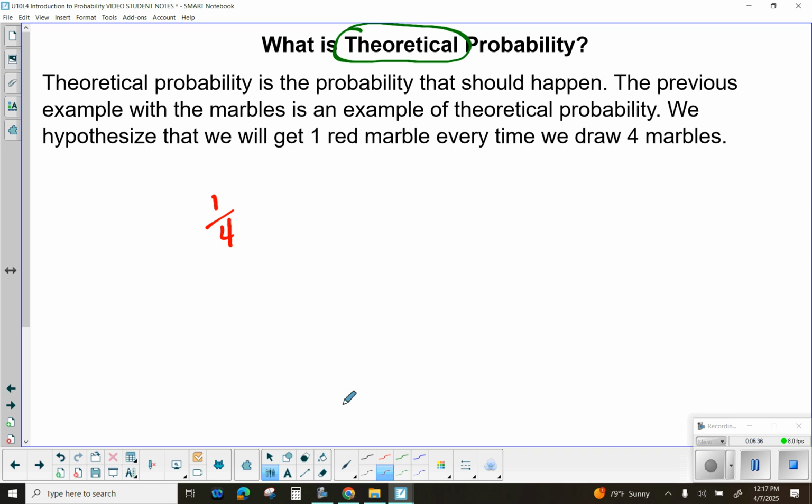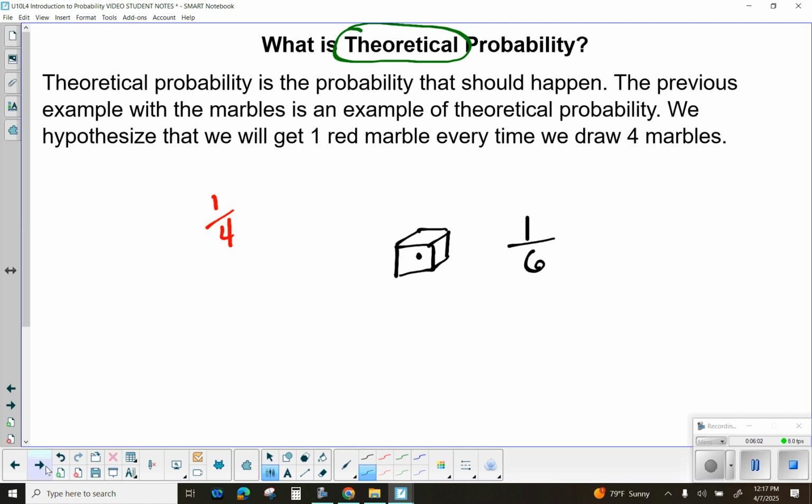So that's called theoretical. Or again, if you know what a dice looks like, a dice has 6 sides on it. What's the probability that I get a 1? Well, a dice has 6 sides, and there's only one side that has a 1. Therefore, there's a 1 in 6 chance that I get a 1. We call that theoretical because no one actually rolled the dice.